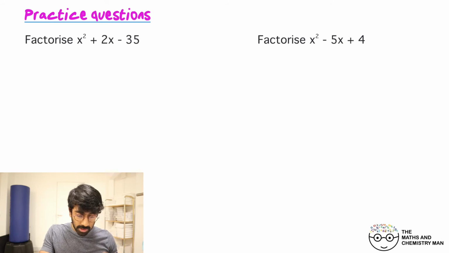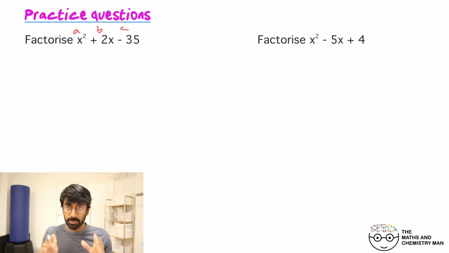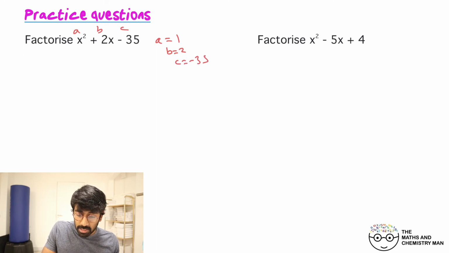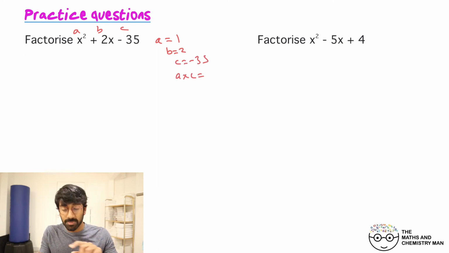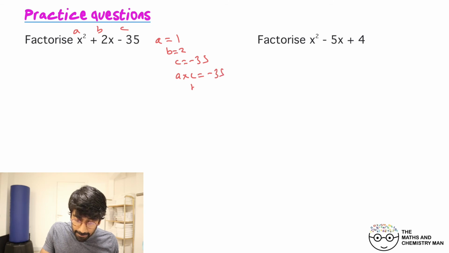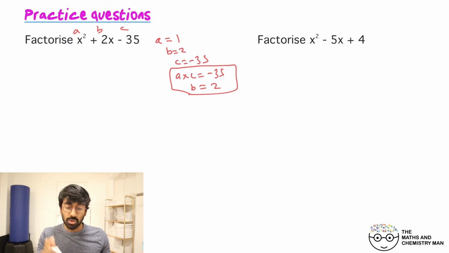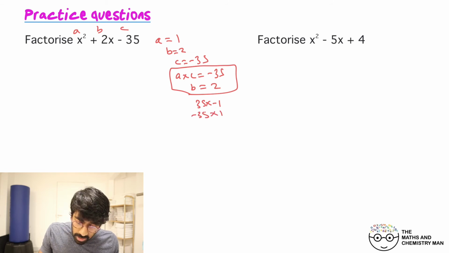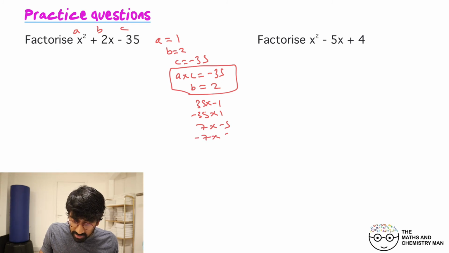Okay, let's go. So we have A, B, and C to begin with. Hopefully you've gone with that. A is equal to 1, B is equal to 2, and C is equal to minus 35. So A times by C, that's 1 times minus 35 is minus 35. And B is equal to 2, right? So what do we need? We need numbers that multiply to minus 35. So we have 35 times minus 1, minus 35 times 1, 7 times minus 5 or minus 7 times 5. I think those are all the options there.